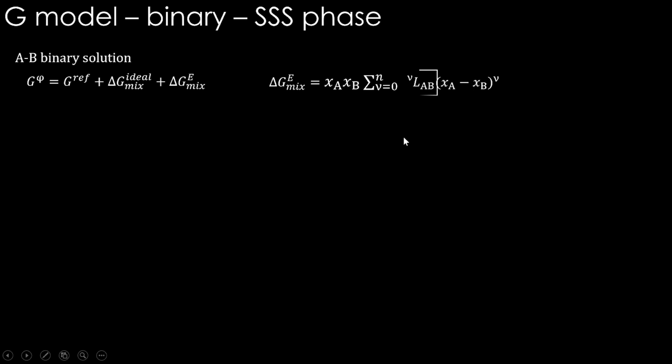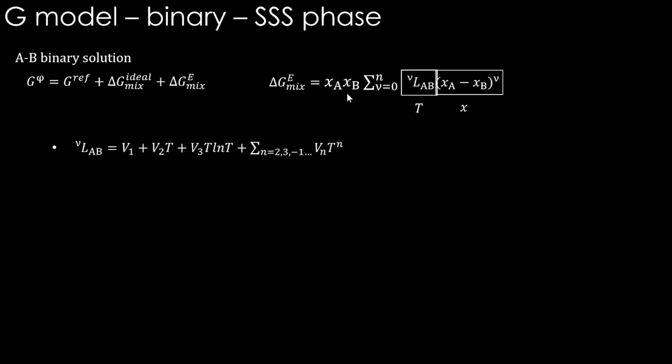In a rough sense, this part takes care of temperature dependency and this part takes care of composition dependency. Of course, there is this XAXB multiplied here. This is also going to take care of composition dependency. So it's quite complex. We'll break it down and understand.